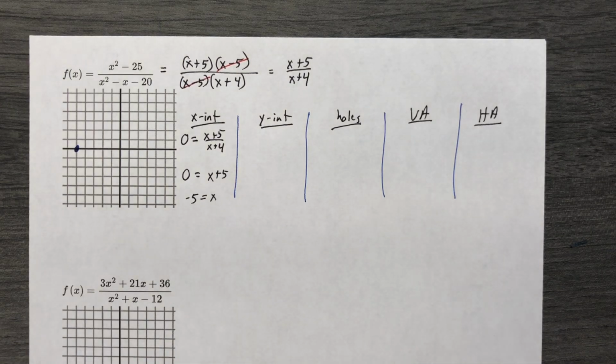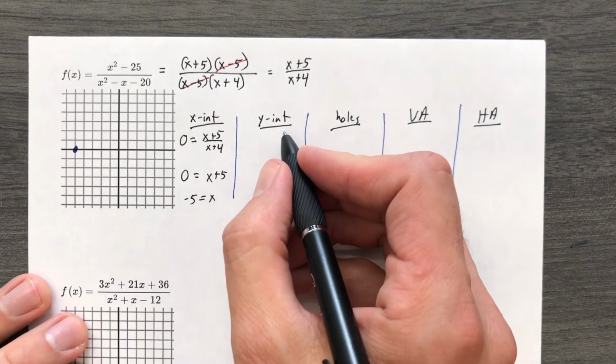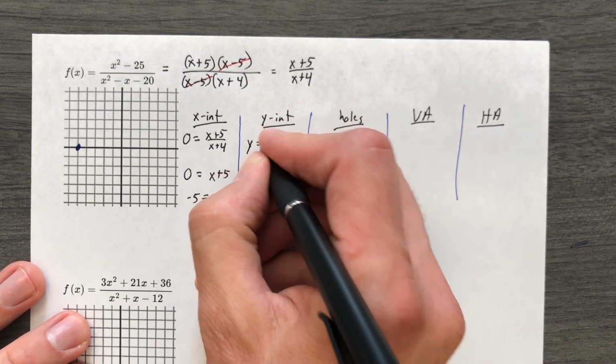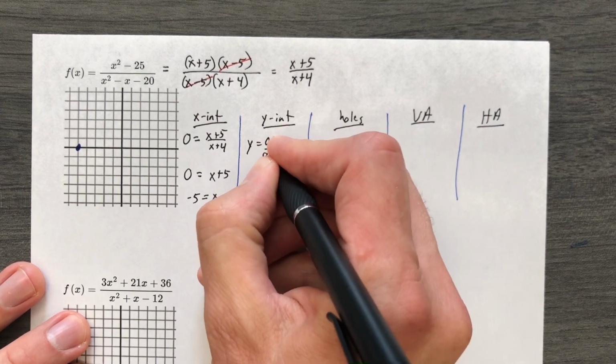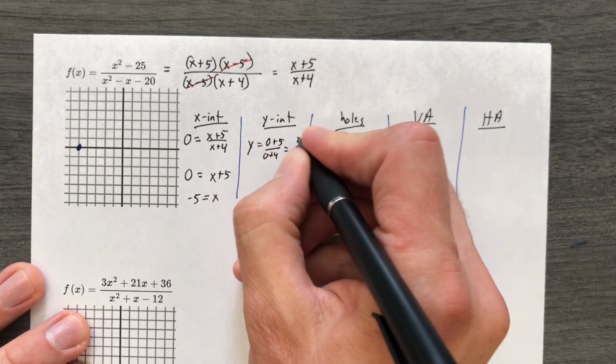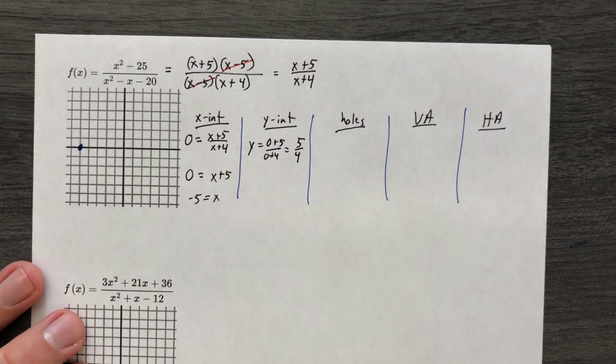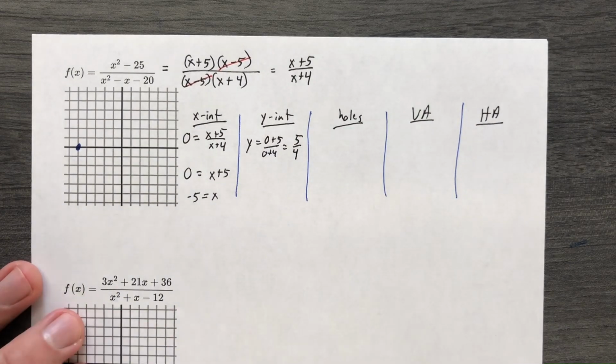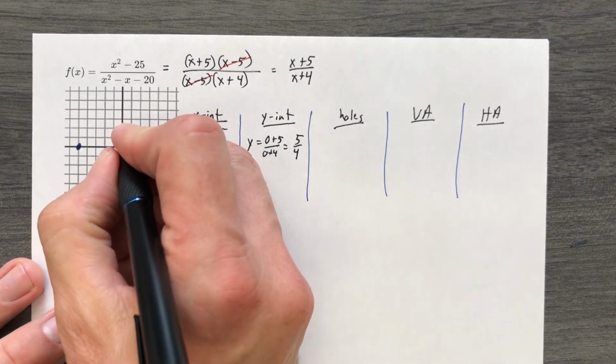Y-intercept. Well, why not? Y is done, wasn't it? Y equals 0 plus 5 over 0 plus 4. That's going to give me 5/4. That's 1 1/4. So we're going to put a dot at 1 1/4.